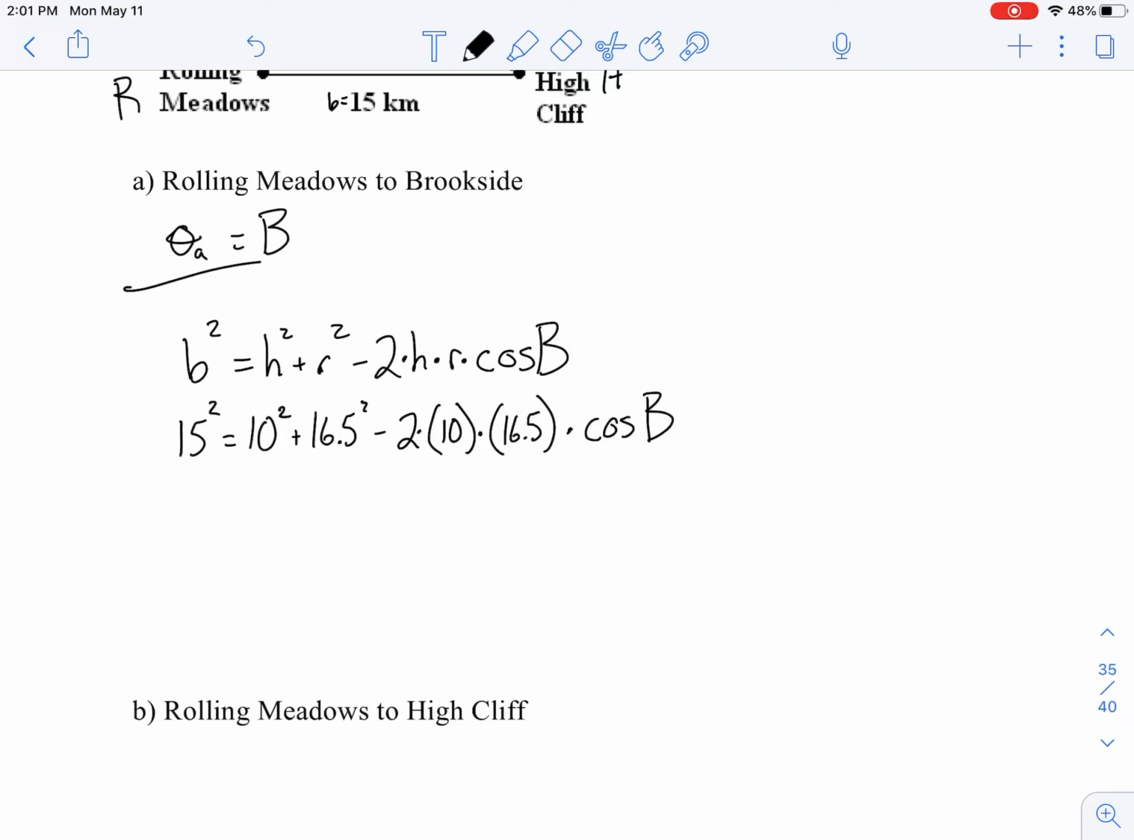So I'm going to show some lines of work here. I understand if you're getting the hang of this, if you don't show all these lines of work, that's fine. But I'm going to bring my 10 squared and my 16.5 squared over first. 10 squared minus 16.5 squared is equal to minus 2 times 10 times 16.5 times the cosine of angle B.